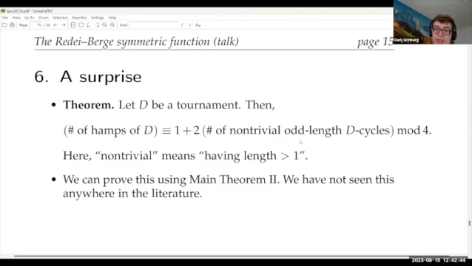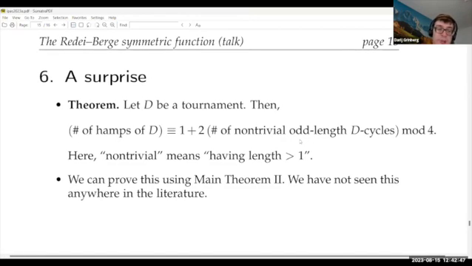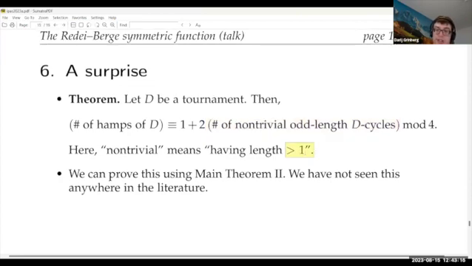Now, we can use these formulas to prove Berge and Redei, but we can actually prove something stronger than Redei. So remember, for a tournament, the number of Hamiltonian paths is odd by Redei. But let's look at it modulo 4. Then it is congruent to 1 plus 2 times this number of odd length non-trivial D cycles. Non-trivial simply means that the length is positive, greater than 1. And odd length means that length is odd, of course.